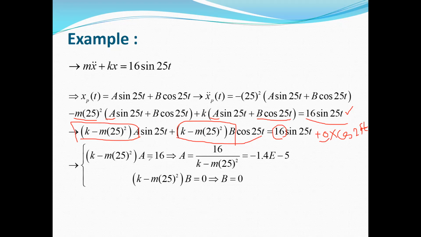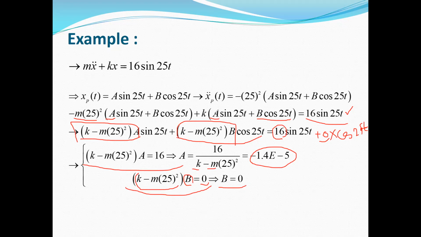From the first equation, we can conclude that a is equal to this value if you substitute the k and m from the given data. And from the second equation, you can see that b multiplied by this parenthesis must be equal to 0. This parenthesis is not 0 because k and m, if you substitute, will have some numerical value. And b multiplied by this number is equal to 0. It means that b is equal to 0.